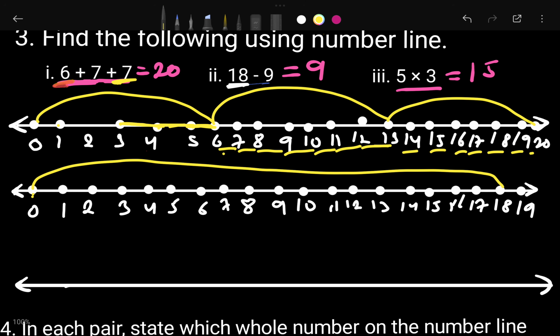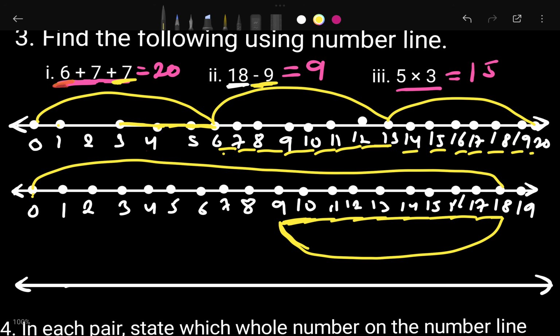Okay, now I come to the 18. Now we have to go minus 9. Minus 9 means you have to go back 9. So if you count, this is 1, this is 2, this is 3, this is 4, this is 5, this is 6, this is 7, 8, 9. We have to go directly minus 9. So we have to come back from that place. So our answer will be 9 only.